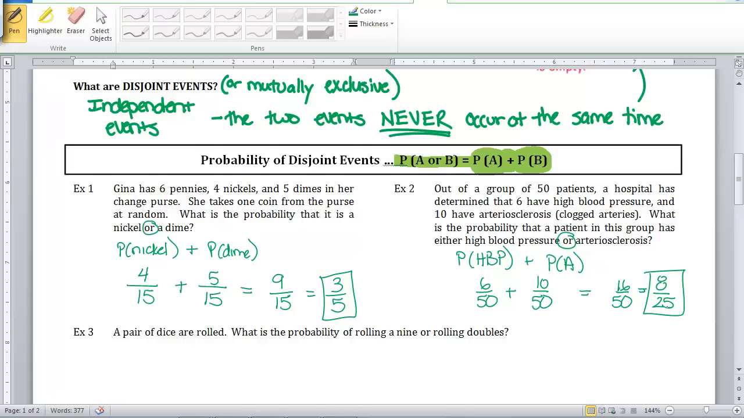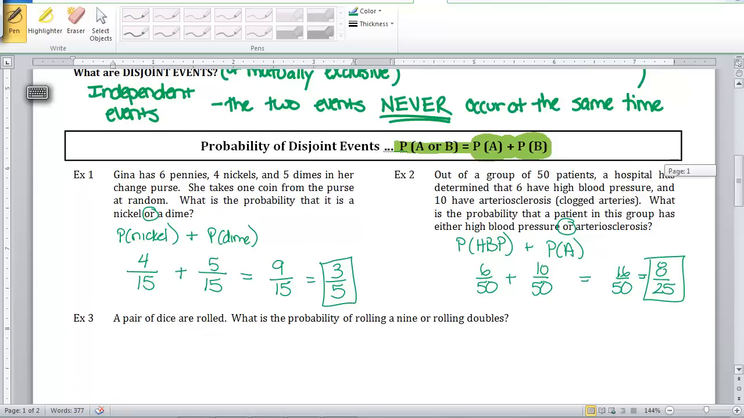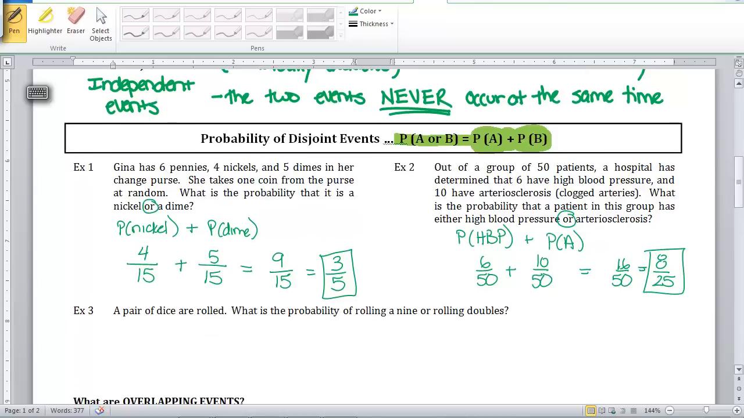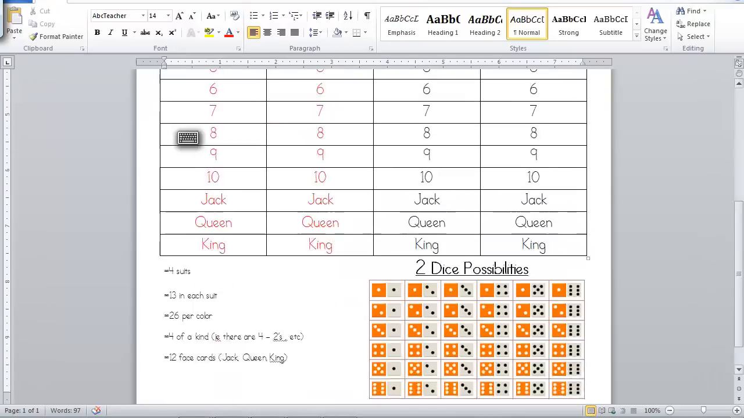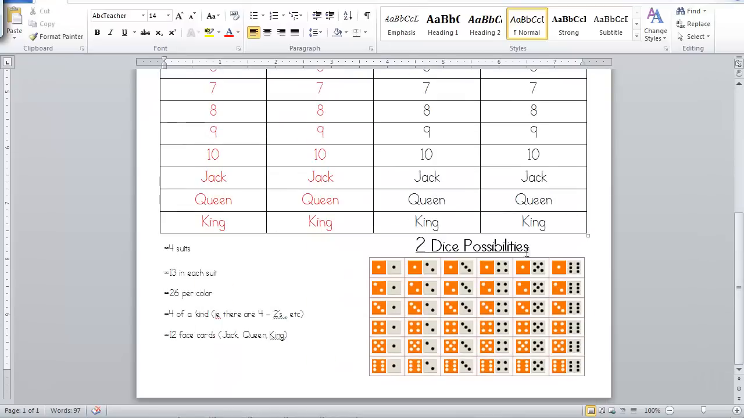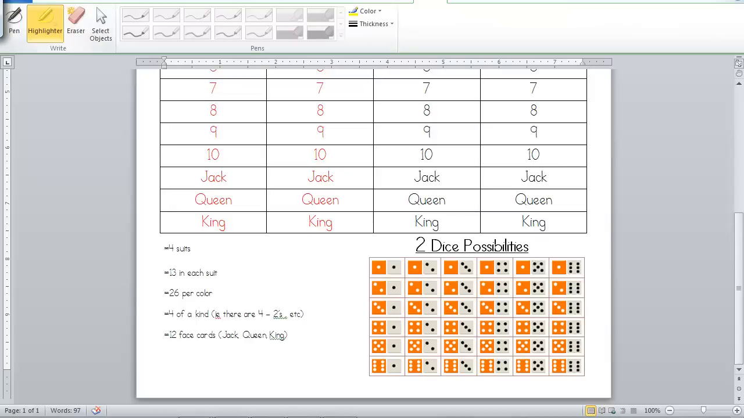Now let's look at example 3. It says a pair of dice are rolled. What's the probability of rolling a 9 or rolling doubles? When they say rolling a 9, we are referring to rolling something that sums to 9. So let's look at our deck of cards sheet, since there's also dice possibilities on there. Down here at the bottom, we see our dice possibilities.